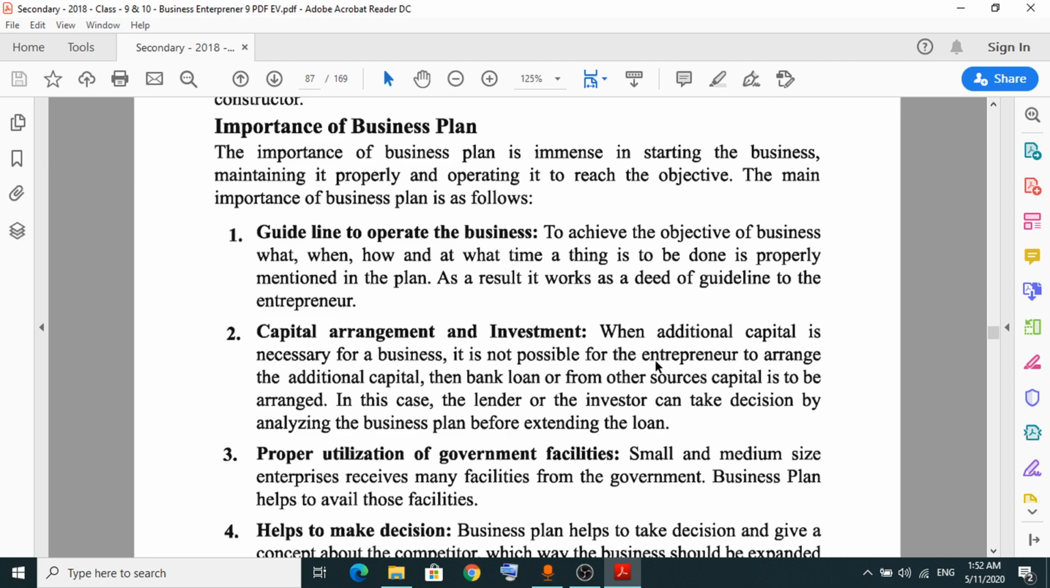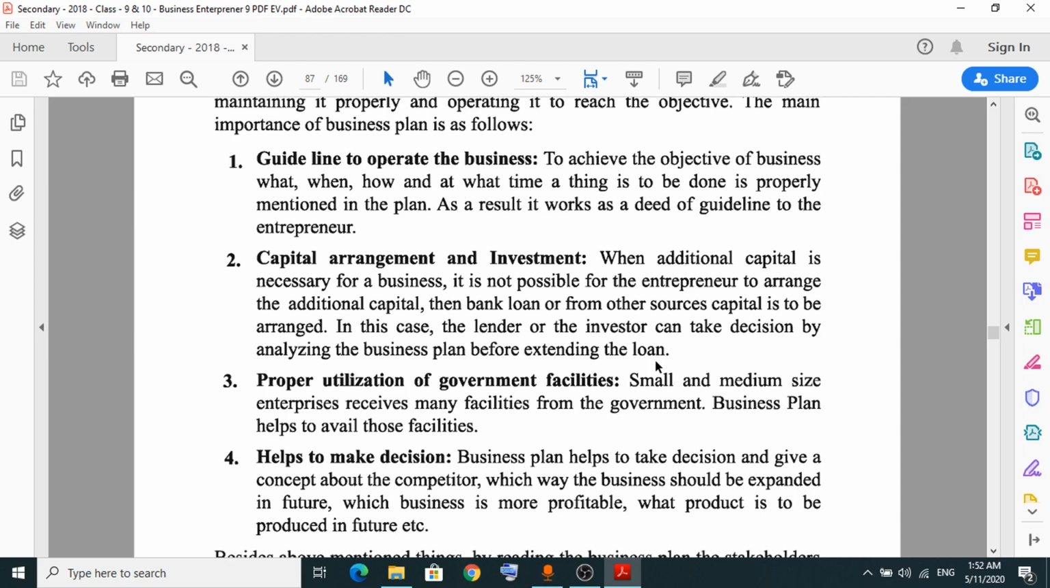Okay. Now why is it important? Why the importance of a business plan? Why is it so important? First one is a guideline to operate the business. That means it's a proper guideline, or a complete guideline, for a businessman, whether an old experienced businessman or a new businessman. So to achieve the objective of a business, what, when, how, and at what time a thing is to be done is properly mentioned in the plan. That means achieving the objective of a business, but by what, when, how, and at what time. This information is included in the plan. That's why it's a proper guideline to operate the business.